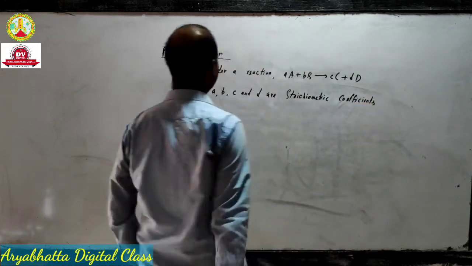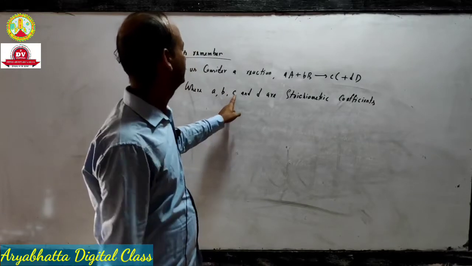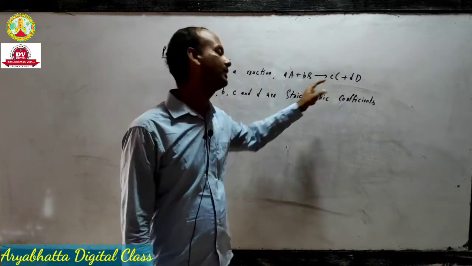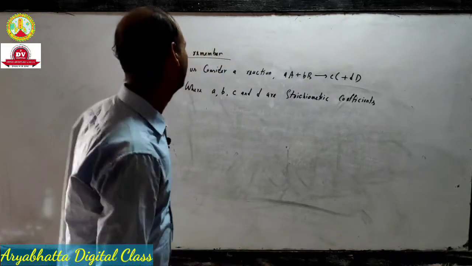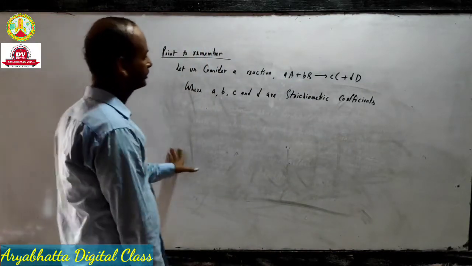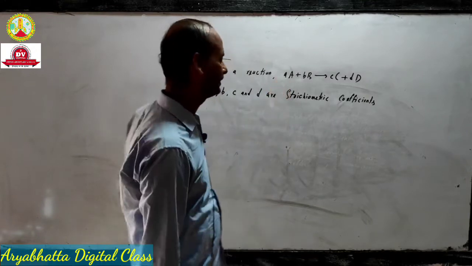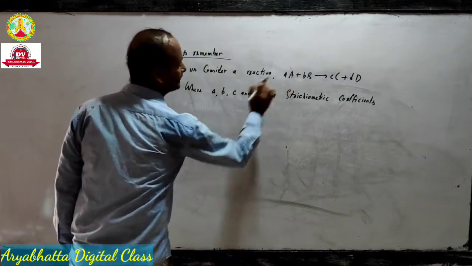Okay, these are small a, small b, small c and small c. These are the stoichiometric coefficients. In a reaction, you see the numbers 2, 3 and so on. Now I am going to apply the concept of law of mass action. According to law of mass action, how do we write the rate?